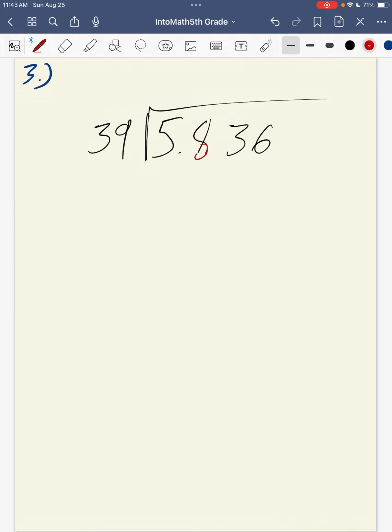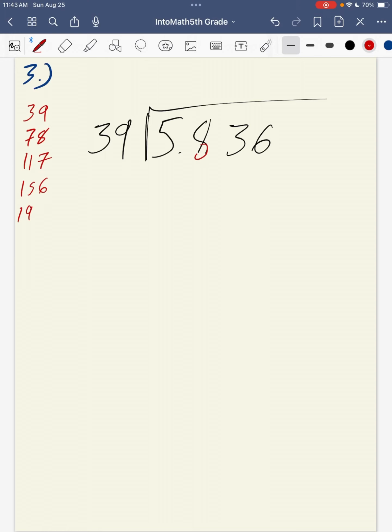So where did I go wrong? What can I do differently now that I've done this? Well, to start off, let's write out some multiples of 39. I have 39 times 1 is 39. 39 times 2 is 78. Plus another 39, 117. Plus another 39, 156.